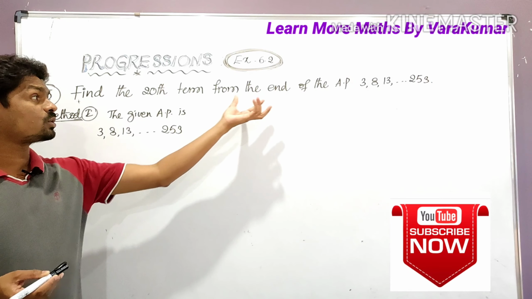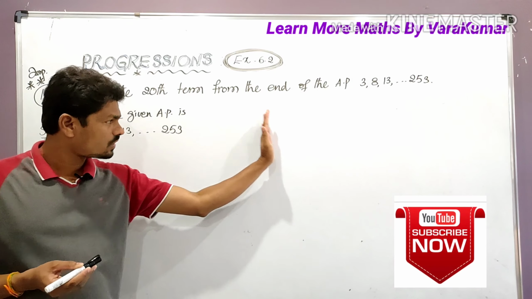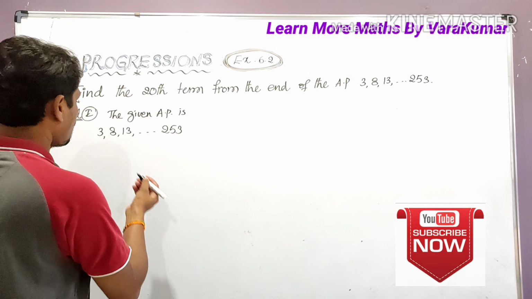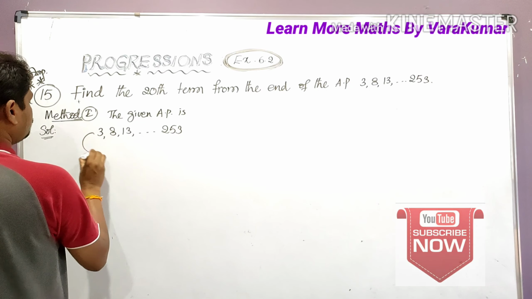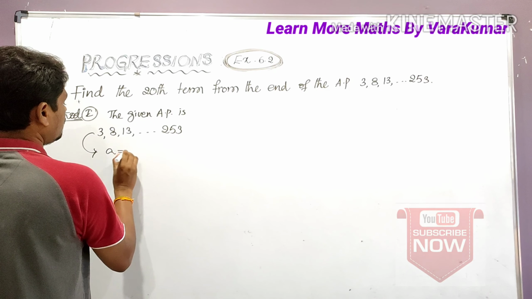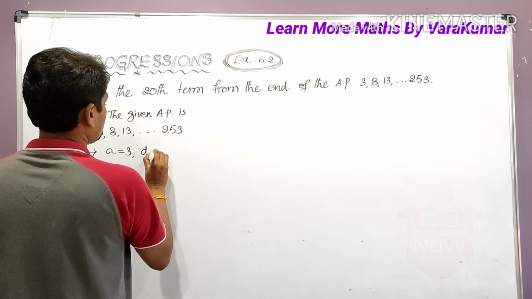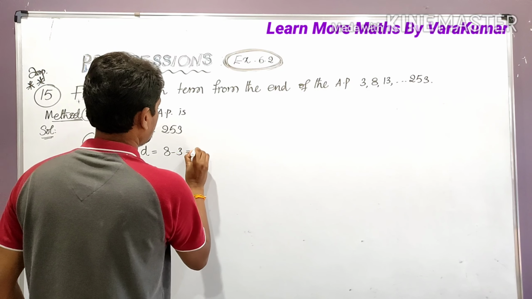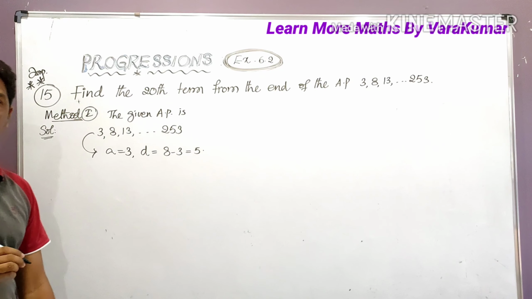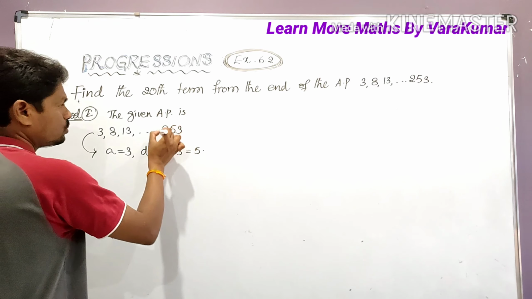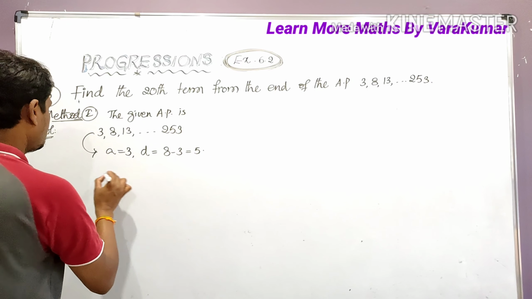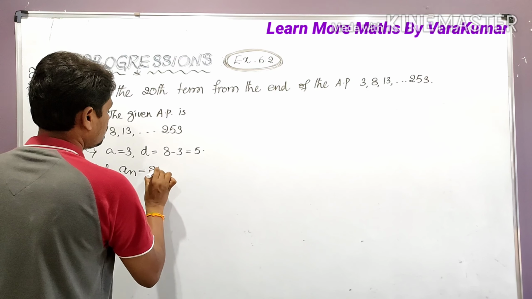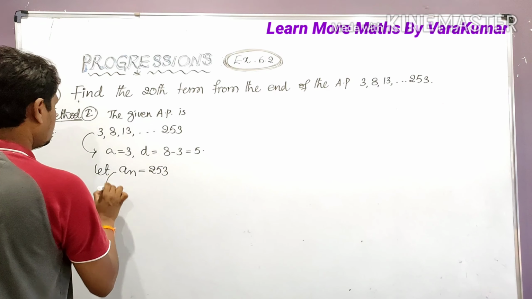But he is asking us to find the 20th term from the end. For that, how can we find? Here the first term A is equal to 3 and the common difference D is equal to 8 minus 3, that is 5. Let this 253 be some term, so let AN is equal to 253.